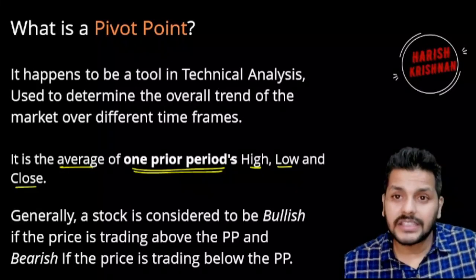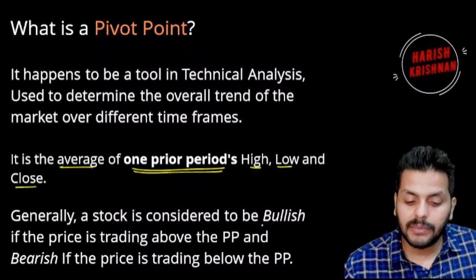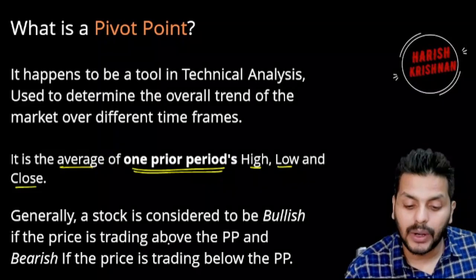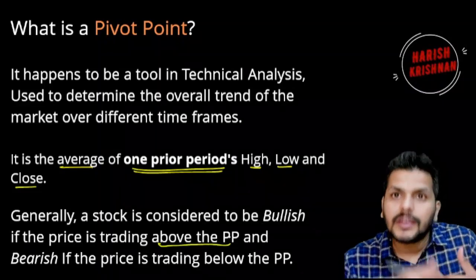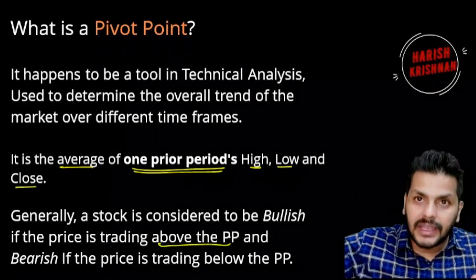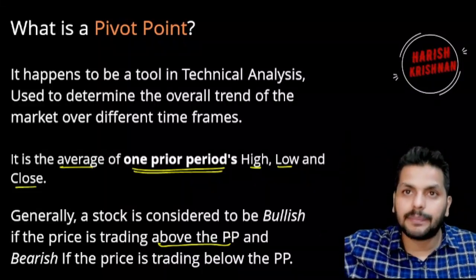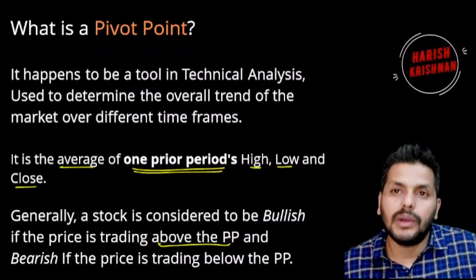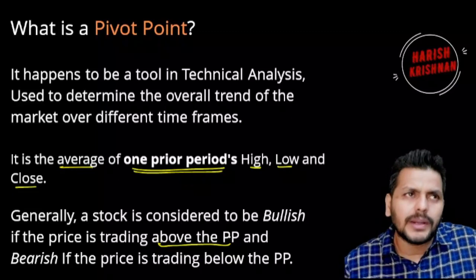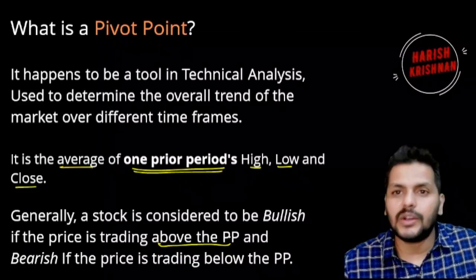So as I just told you, a stock is generally considered to be bullish if it is trading above the pivot point, because it's going above the pivots, breaking resistances, and then still going up and up. That is, it's a very bullish outlook. Maybe there are temporary downs, but the trend is headed towards being bullish.